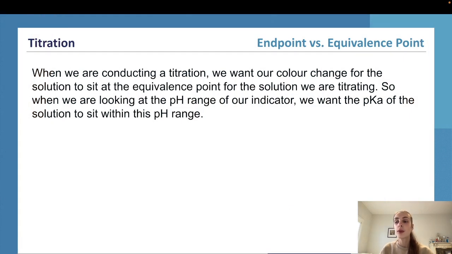So we really need to reiterate this point of endpoint versus equivalence point, because when we are conducting a titration, we optimally want the color change for the solution to sit at the equivalence point for the solution that we are titrating. So when we're looking at the pH range of our indicator, we ideally want the pKa of the solution to sit within this pH range.